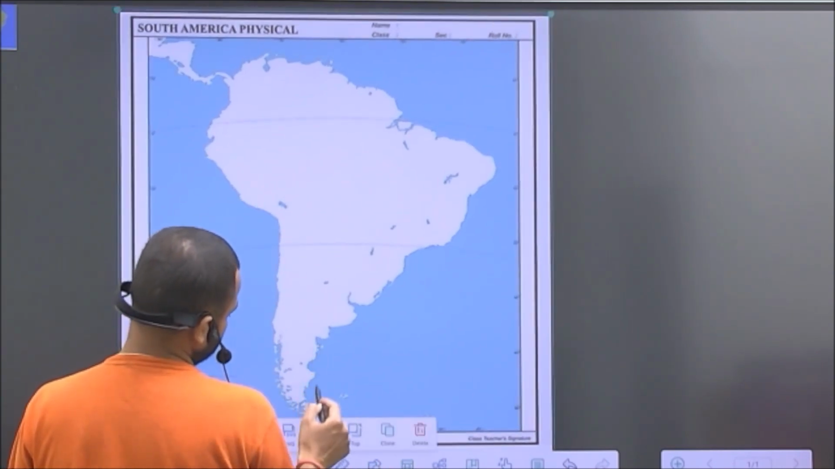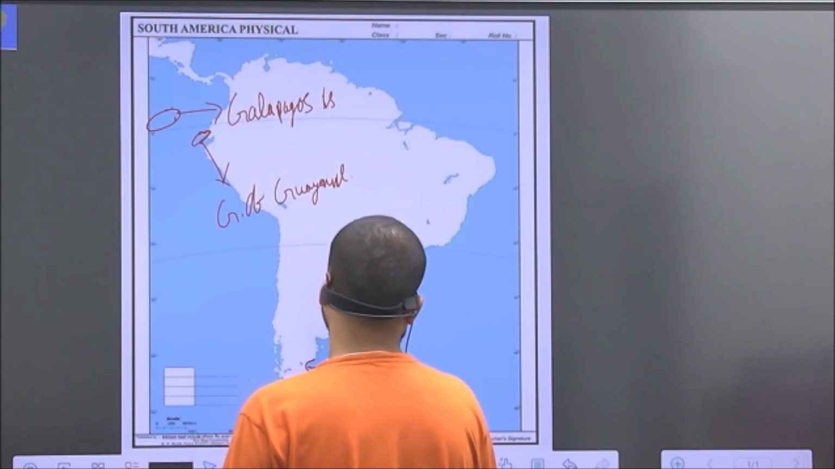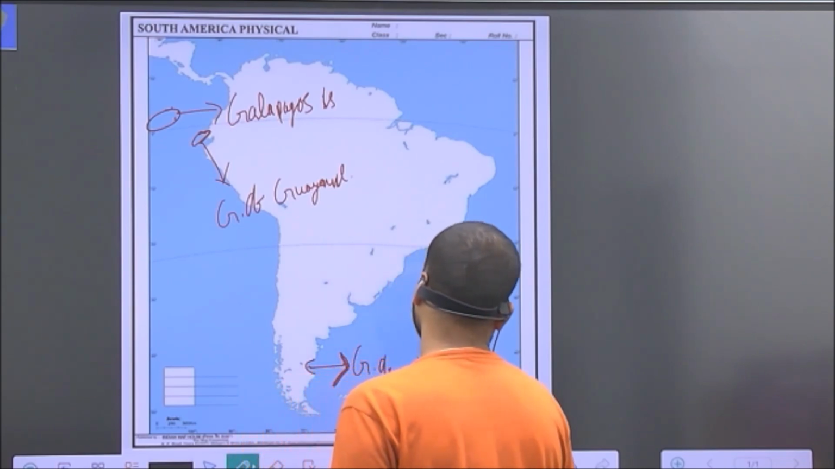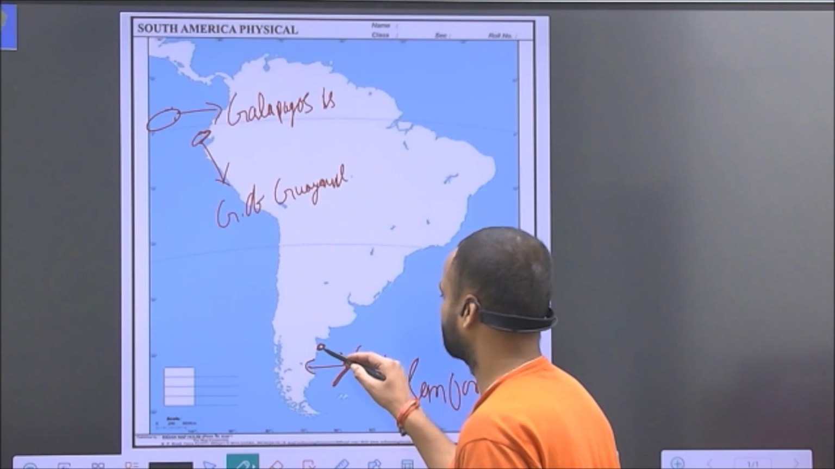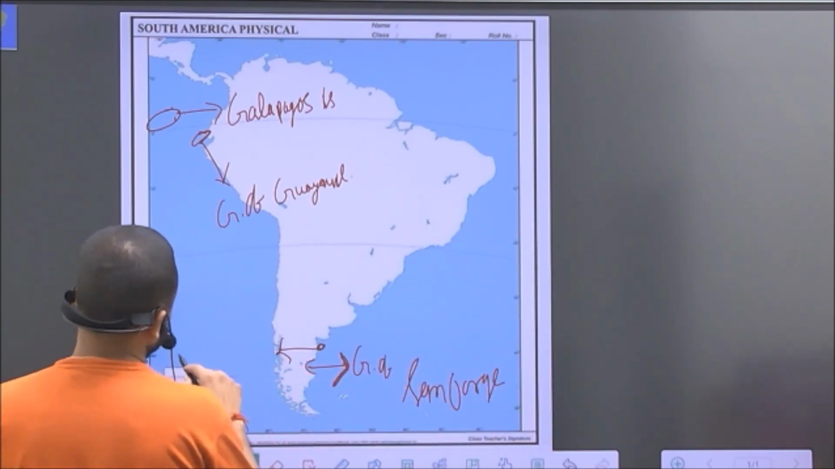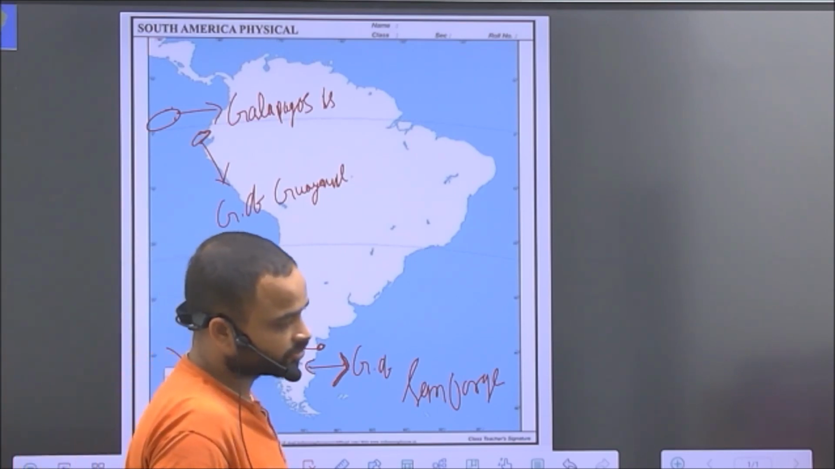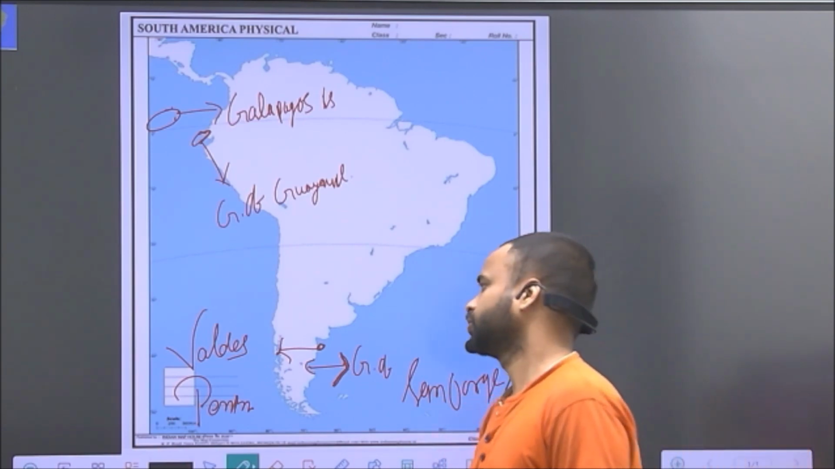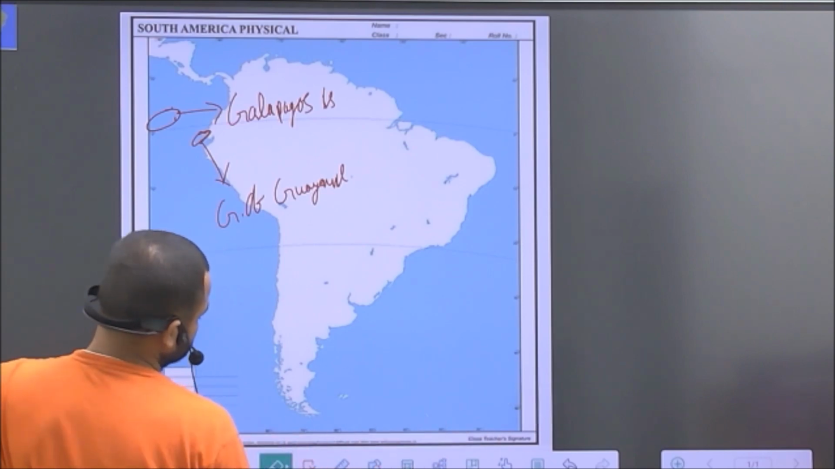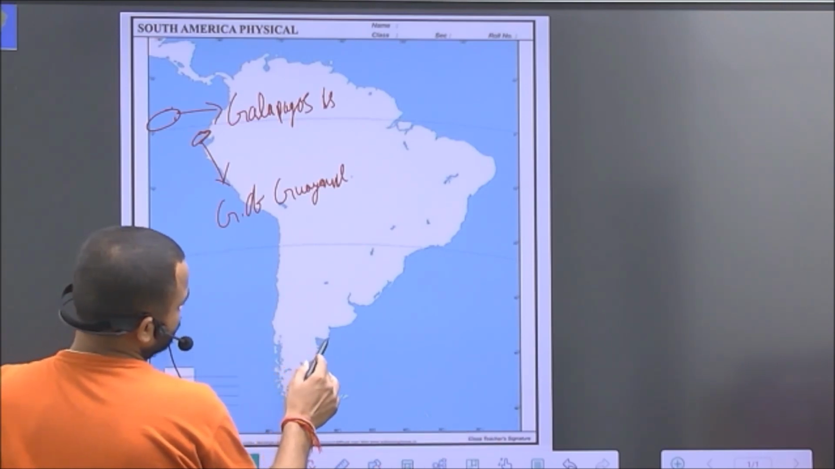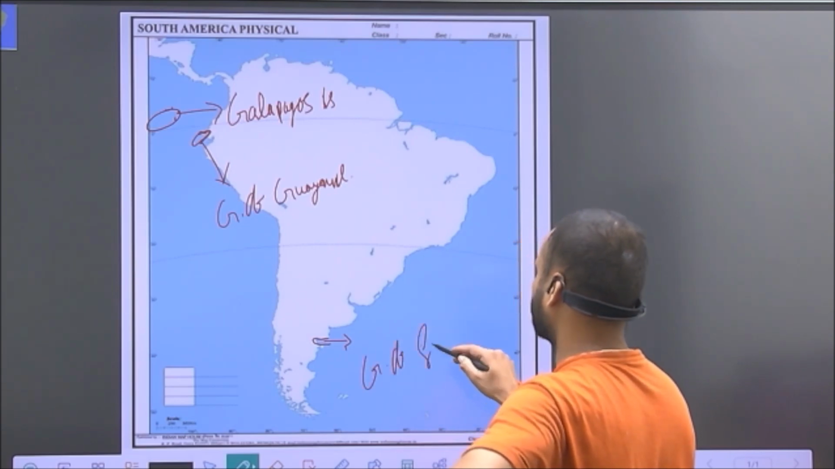Here you can see one gulf. Here you can see the Gulf of San Jorge. This peninsula is called the Valdes Peninsula. Valdes Peninsula is the deepest point of South America. You should know this. North of the Valdes Peninsula, you can see another gulf, which is called the Gulf of San Matias.